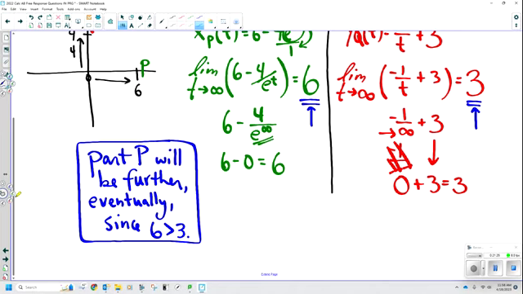I haven't warmed up. But anyways, if I were to ask you to explain why particle P is further than particle Q, and you were in my class, you'd look left and look right, and you would say, because 6 is bigger than 3. And you'd be correct. So write it down in your paper.